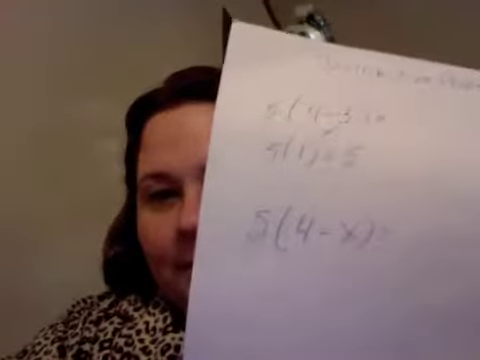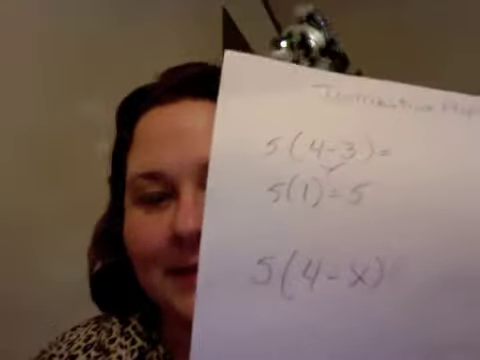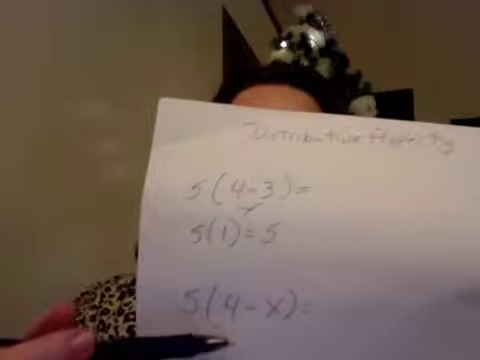But what if you were given this? There you go. 5 parentheses 4 minus x. So you go along and go, okay, well, I just go 4 minus x. 4 minus some number that I don't know? Yeah, there's a problem there.